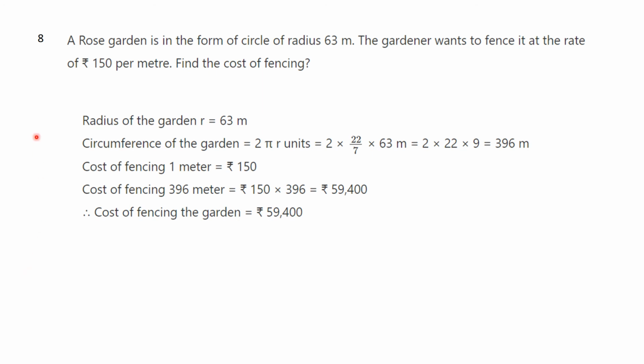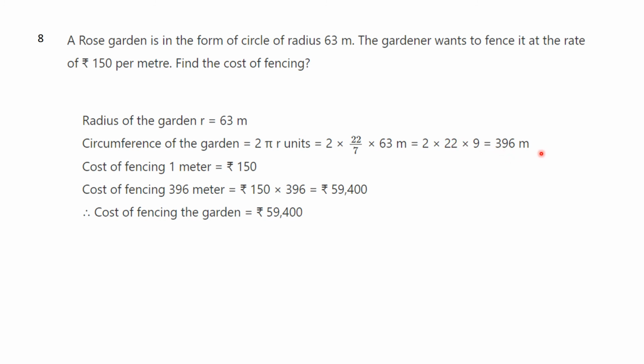A rose garden is in the form of a circle of radius 63 meter. The gardener wants to fence it at the rate of rupees 150 per meter. Find the cost of fencing. Fencing means first its outside boundary, that is the circumference, we have to find. So radius of the garden r equal to 63, circumference 2 pi r, so 2 into 22 by 7 into 63. 7 and 63 cancel with the 7 table, you get 9. So 2 into 22 into 9 equal to 396 meter.